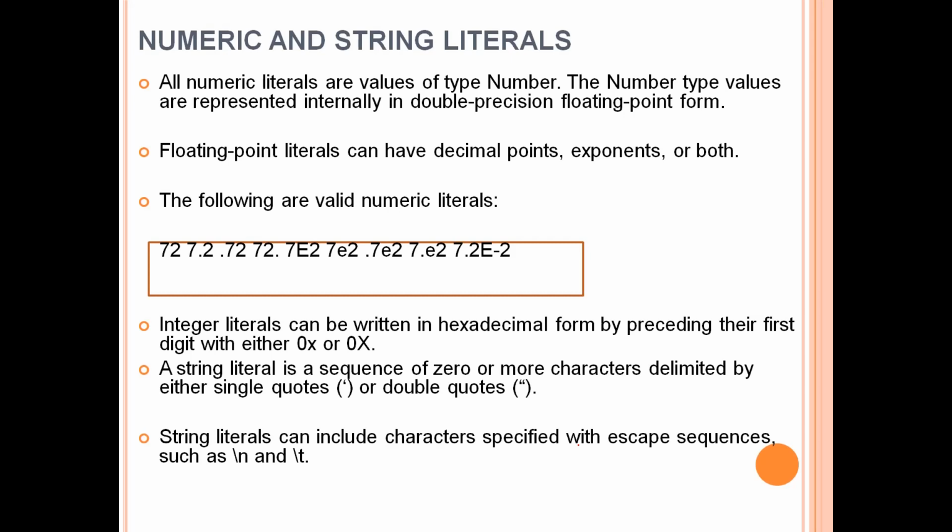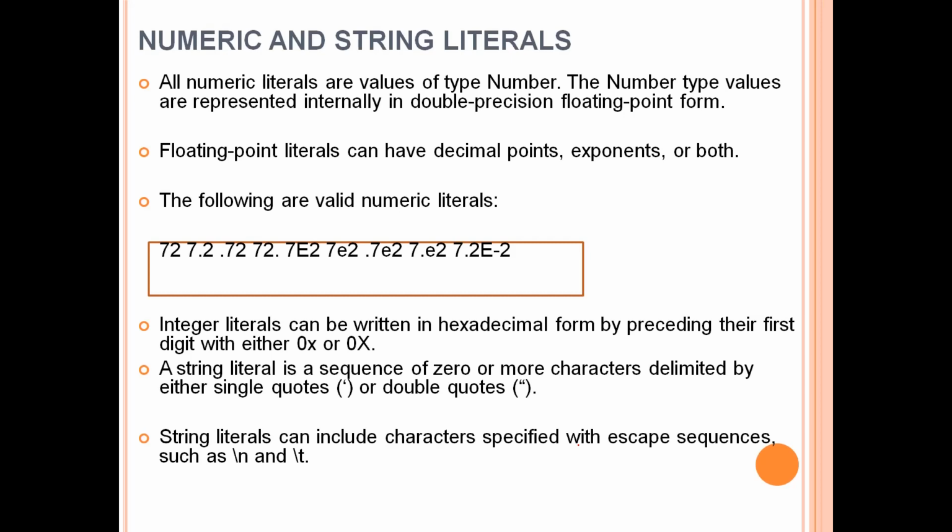Numeric and string literals. All numeric literals are values of type number. Now we have seen 5 primitive types. All the numeric literal values are of type number. The number type values are represented internally in double precision floating point form. All the numbers in JavaScript are represented as double precision floating point form.